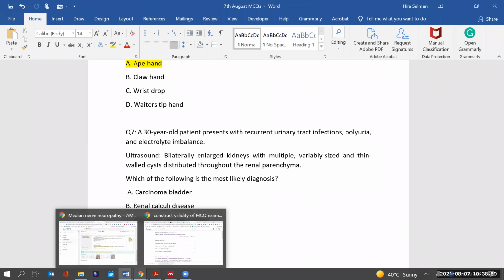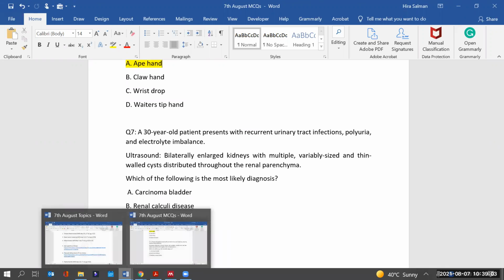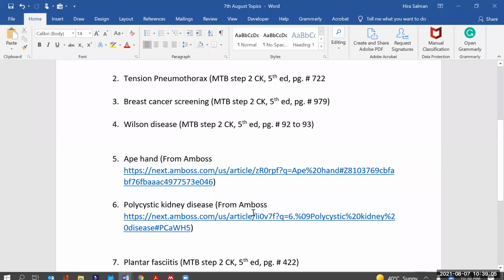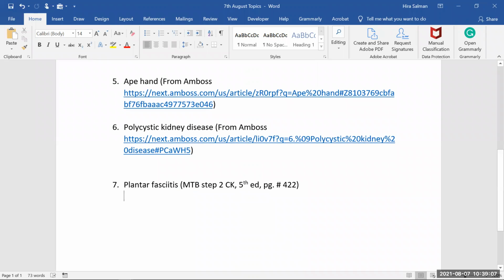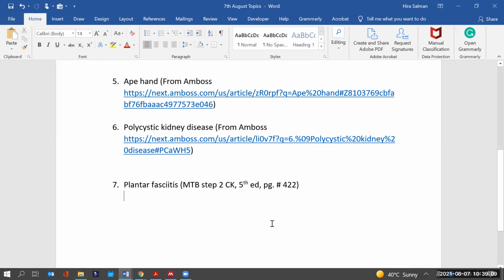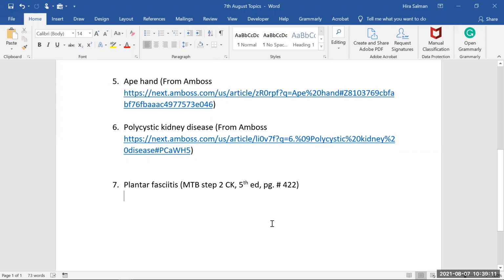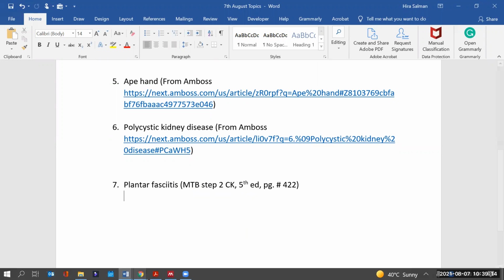These questions are easy to see and easy to solve. Now we have the next one. Next, we have polycystic kidney disease. So polycystic kidney disease is there in MTB, but very short para. So I think it's better to go with AMBOSS.